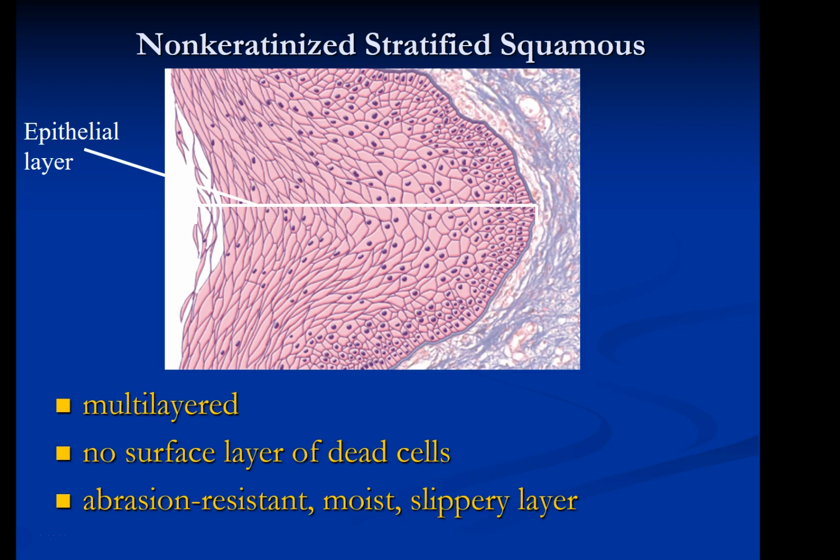So the skin, we don't need to be slippery. Inside your mouth, you want it to be slippery. You want the food to slide back. You want it easy to swallow. When your mouth's dry, it's kind of hard to swallow, isn't it? Places that you find non-keratinized stratified squamous: tongue, oral mucosa, esophagus, vagina. Okay? So those are all places that the surface cells are still alive because there's no keratin.